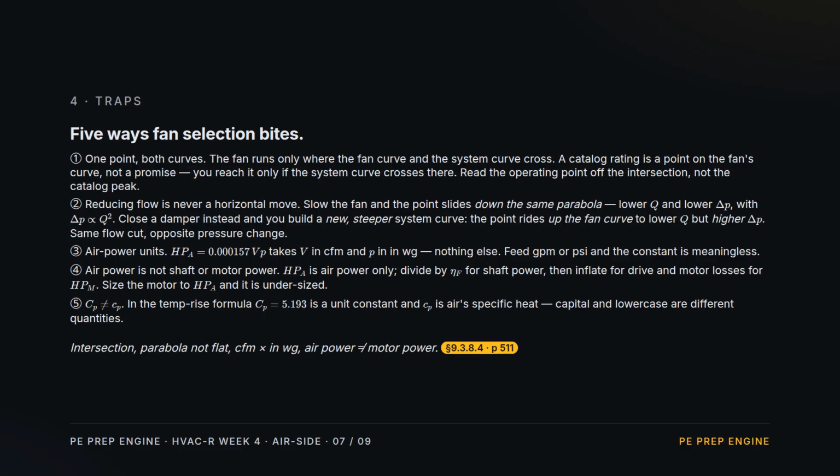3. The air power constant needs flow in CFM and pressure in inches water gauge, nothing else. 4. Air power is not shaft or motor power. Every step after it needs an efficiency. 5. Capital CP is a unit constant. Lowercase cp is specific heat.